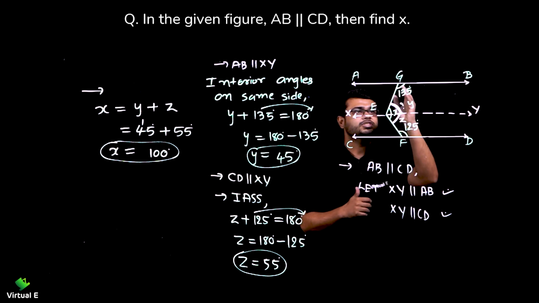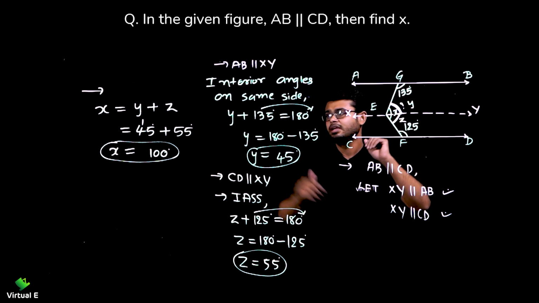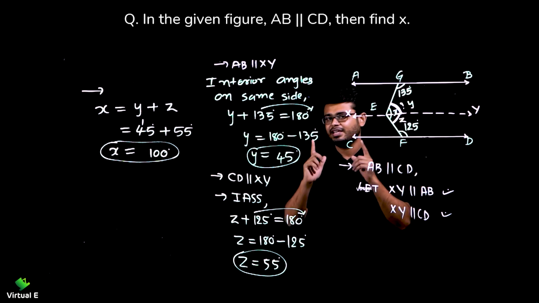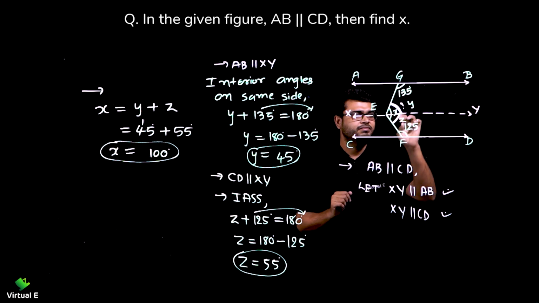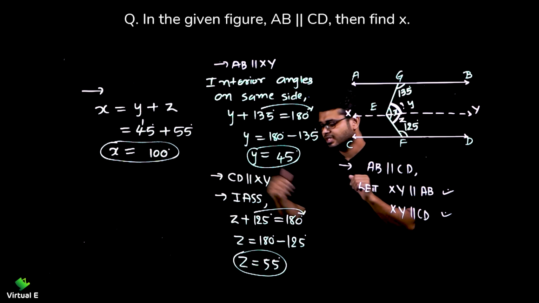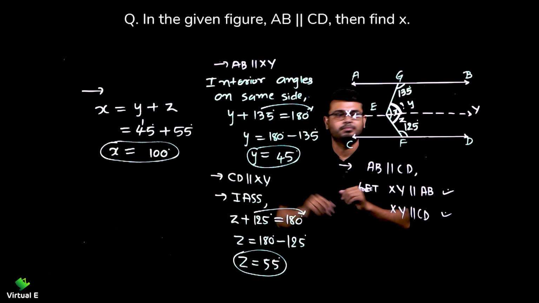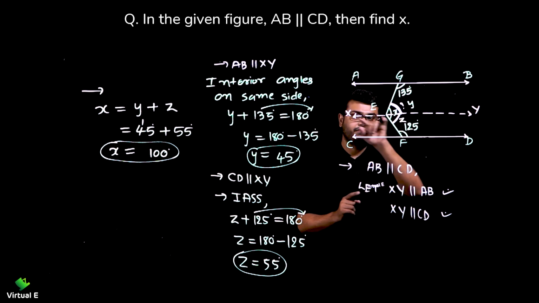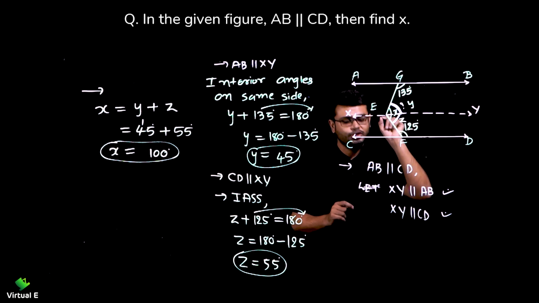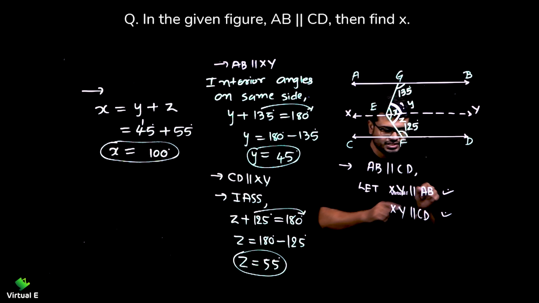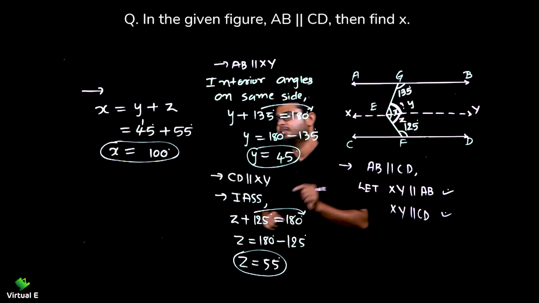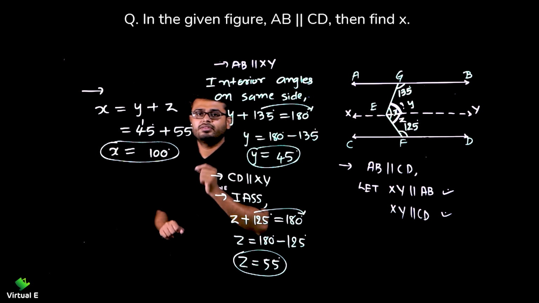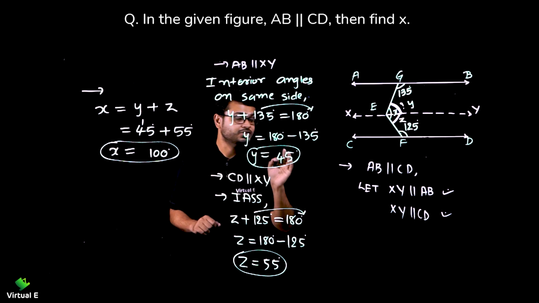So let's see. First of all, what we did, 135 plus Y will give you 180 degree, IASS. Similarly, we did IASS for these two angles, got the value of Z and added them up. Remember, the most important condition is this. If you take the line XY, you need to mention that XY is parallel to AB and XY is parallel to CD as well, because this is the case of the three lines. So this is how we solve the sum.